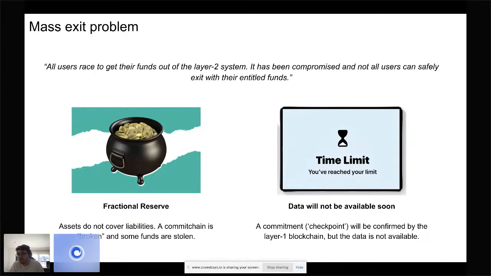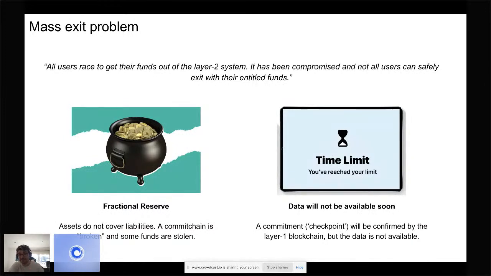The other problem is just the data may not be available soon. This was really a problem of the old style plasma protocols, where a checkpoint could be confirmed, but the data is not publicly available. And if the data is not publicly available, then you may lack the data for the actual process of withdrawal. You can't process a withdrawal, you can't get your funds out. So everyone's racing before that checkpoint gets finalized. So that is the mass exit problem.